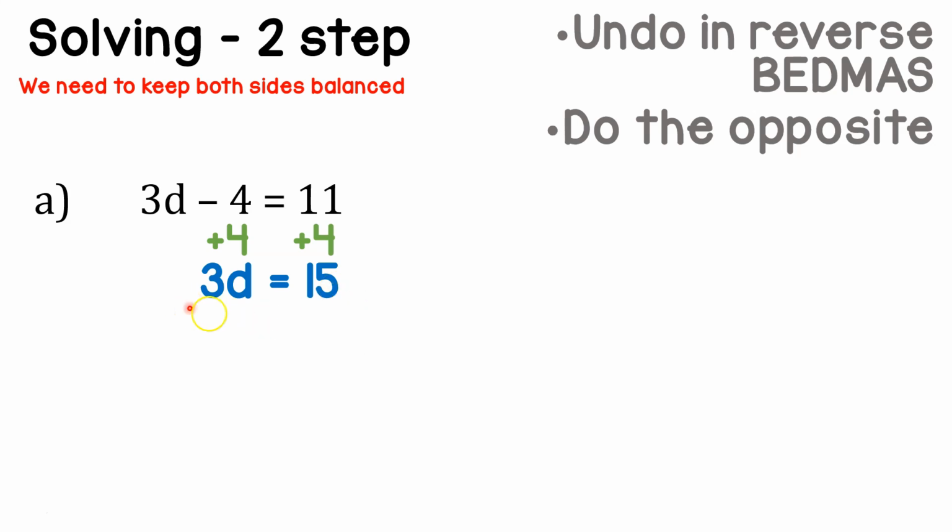Now remember this is 3 times D. So what we're going to do is divide by 3 on both sides. So 3D divided by 3 is just D, and 15 divided by 3 is 5. So we come out with that answer there. When showing your working, we need to see the steps in between. All this blue here is what we expect to see in your working.